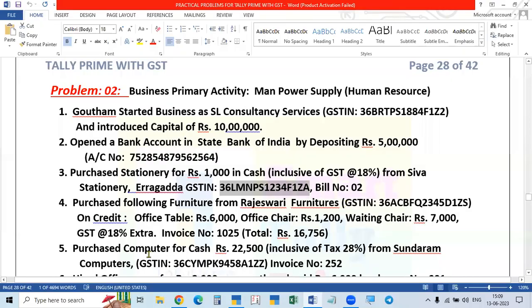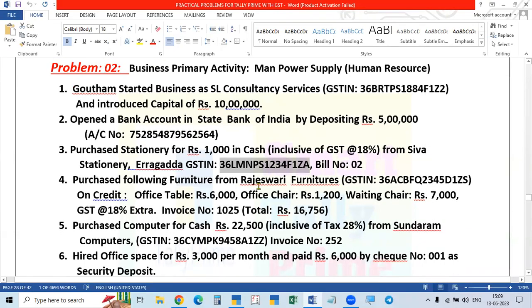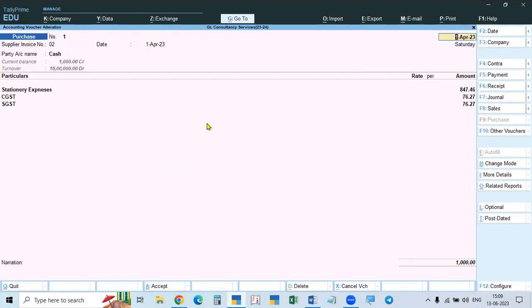Okay, next. The next one is: purchase the following furniture from Rajeshwari. From Rajeshwari Furnitures, a table and so on, and the invoice number is given. So it is credit only, but here we entered cash only. That can be entered as credit also here.